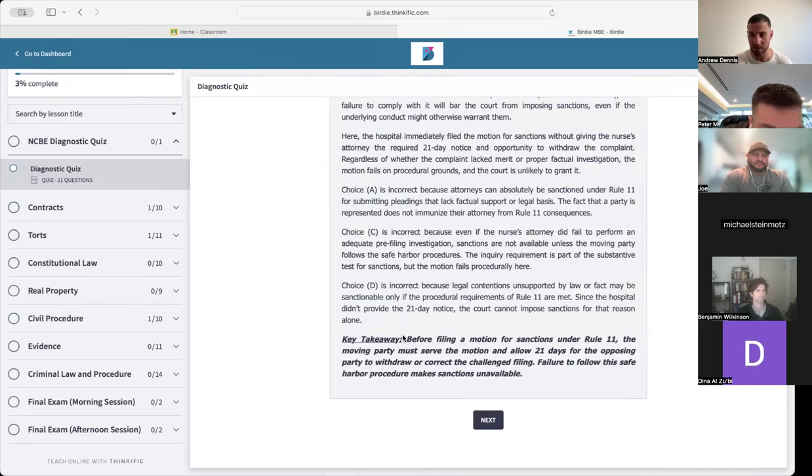Before filing a motion for sanctions under Rule 11, the moving party must serve the motion and allow 21 days for the opposing party to withdraw or correct the challenged filing. Failure to follow the safe harbor procedure makes sanctions unavailable.